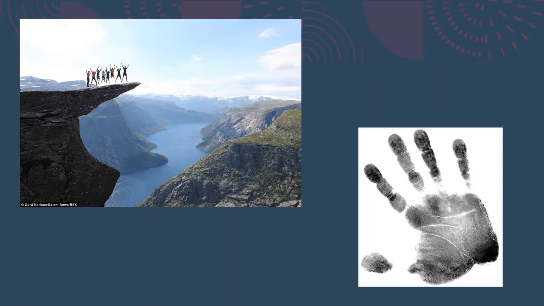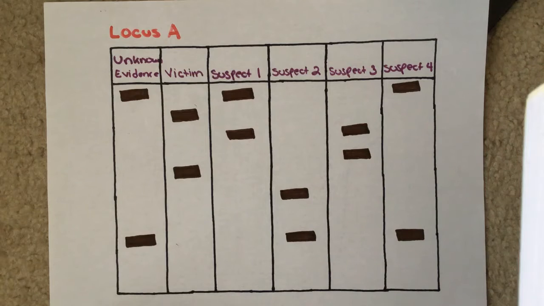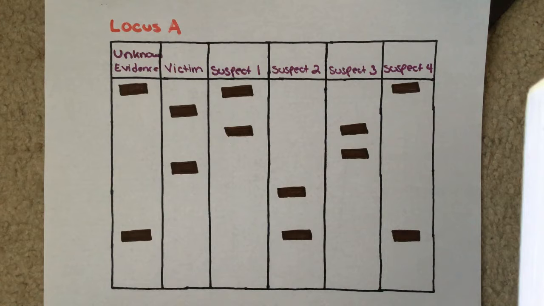DNA samples were taken from each person in the group to be analyzed at two loci. At locus A, there are two alleles which will be compared to the victim and each suspect. If we look at the victim, both of their alleles do not match up with the unknown evidence, so we can exclude them.